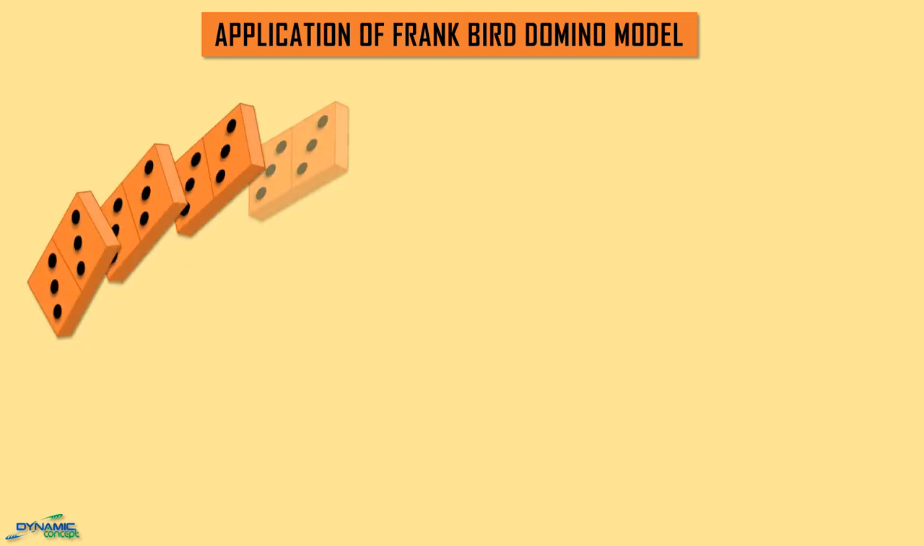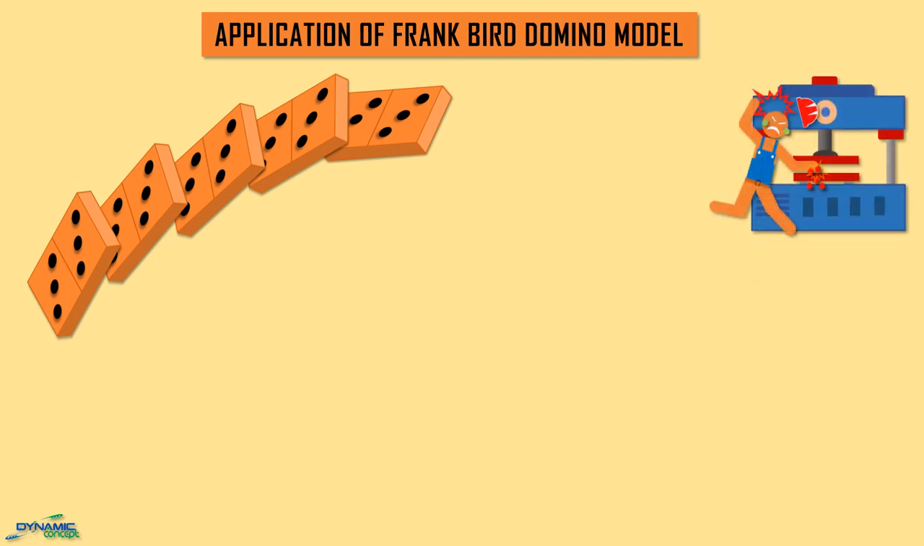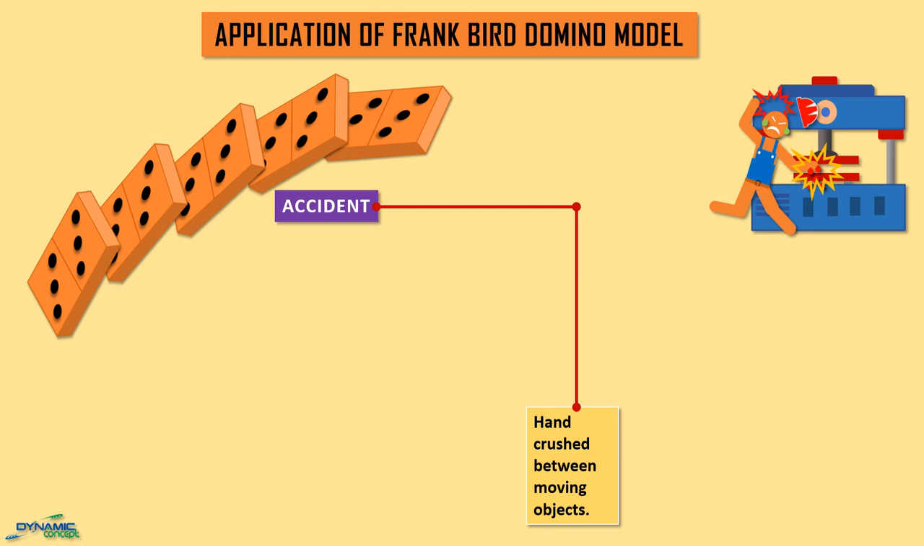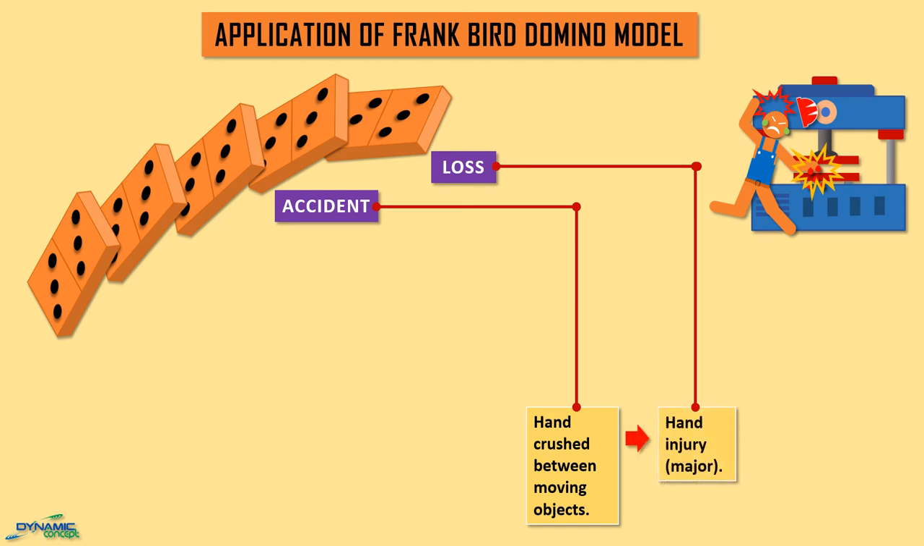This example applies the Bird domino model. In this scenario, a worker had an accident while operating a stamping machine. Let's analyze each sequence of event. Worker's hand caught between moving object while trying to reach something in the machine. As a result, the worker's hand was crushed and he suffers from major injury.